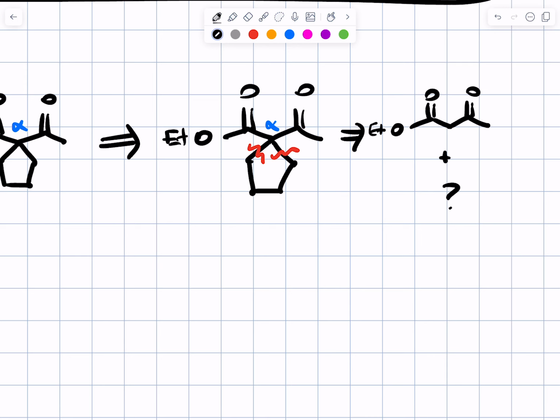I see 1, 2, 3, 4 carbons there. Carbon 1 is attached to the alpha carbon, so is carbon 4. What do you think I added? I needed a 4 carbon chain, and what's on either end of that chain? Got to have leaving groups. Okay, bromides, iodides.